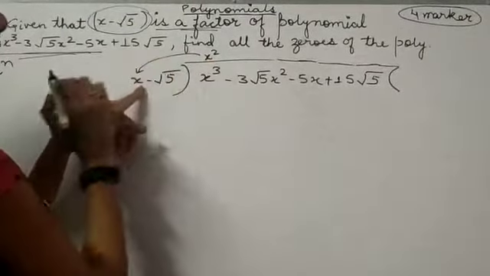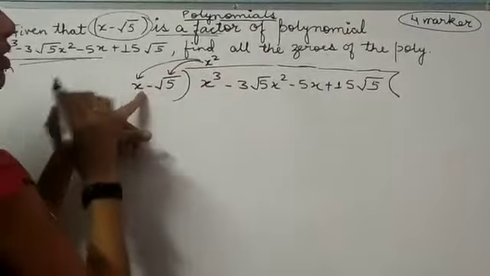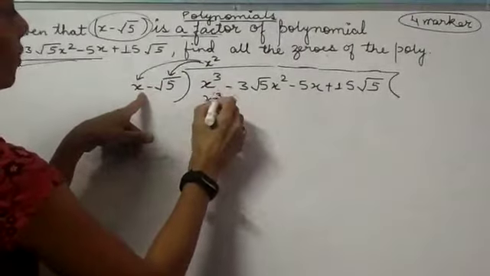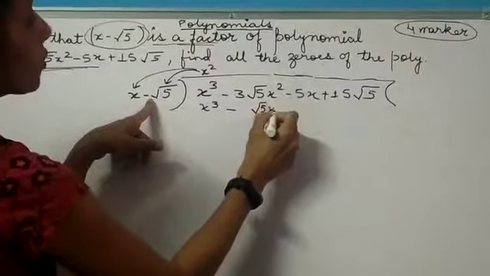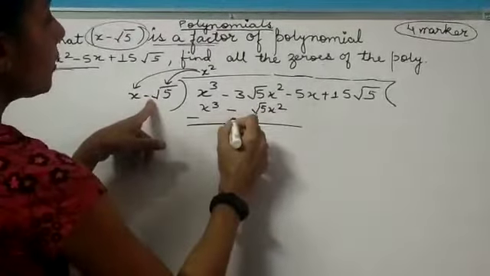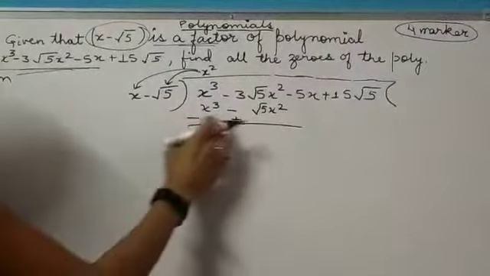Multiply this x square with this also and with this also. So it will be x cube, the sign is minus, and this will be root 5 x square. Now, subtracting, we change the sign.